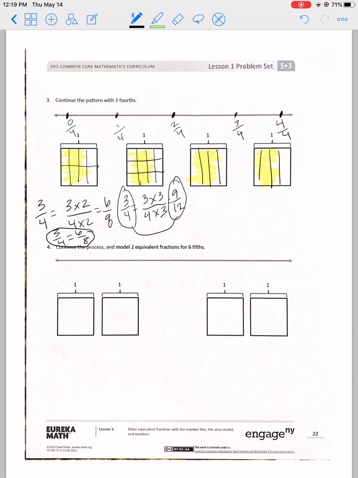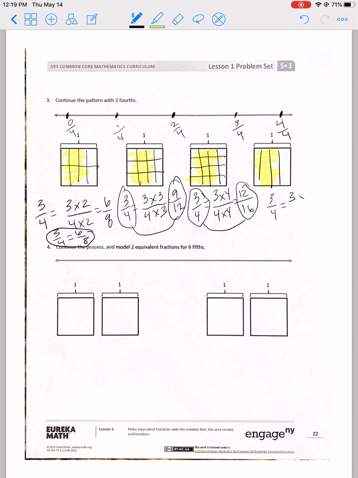Okay, now we're going to do the number 4, 3/4. So we use our numerator 3 times 4, denominator 4 times 4, and we're going to have to break the box across in 4s. 1, 2, 3, 4. And 3 times 4 is 12, and 4 times 4 is 16. So 12/16 is equivalent to 3/4. And then keep going. 3/4.